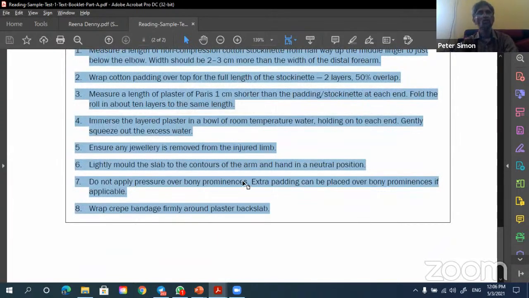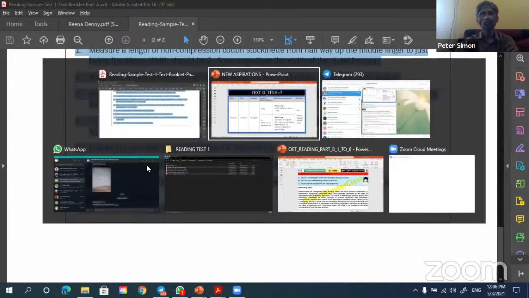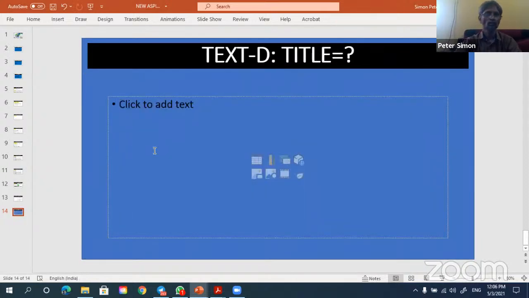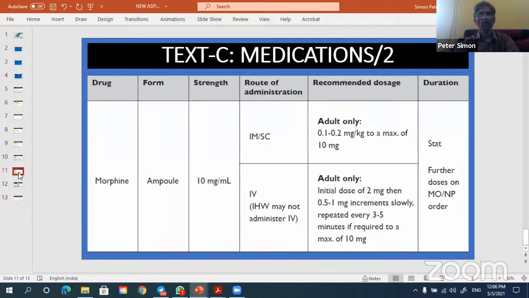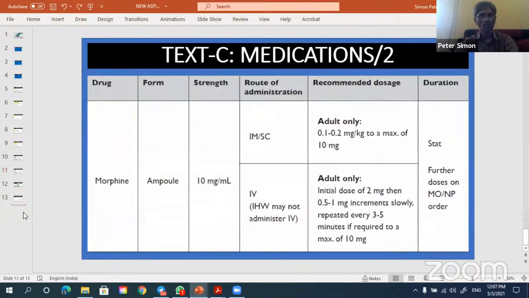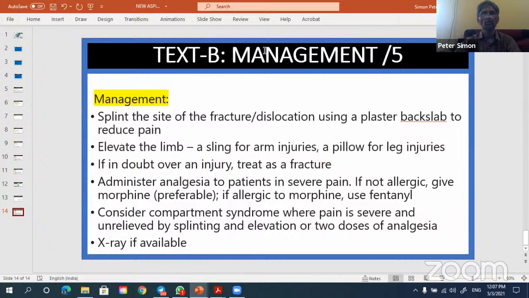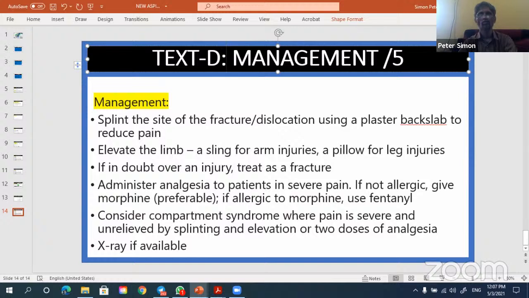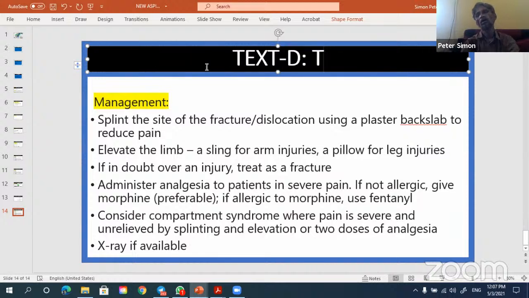So fine. So eight points are there here. Okay, so I don't want this. I'll take something else. Sorry. See. Okay, so this one. Text D. Take one text, anything which you want. Title is equal to question.